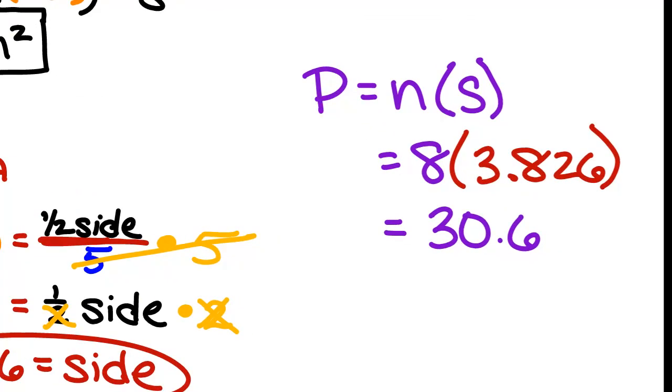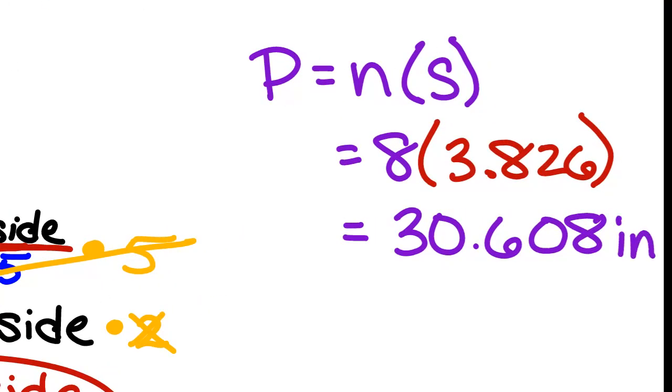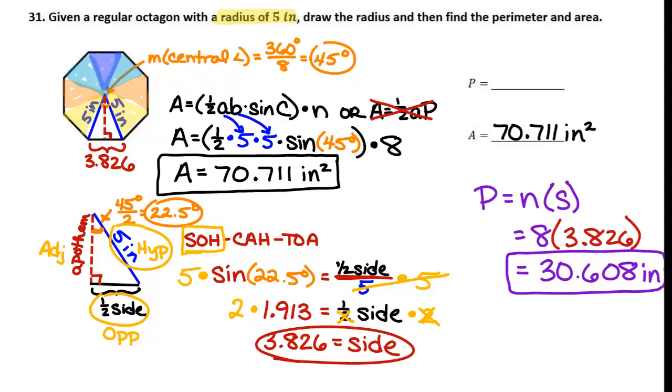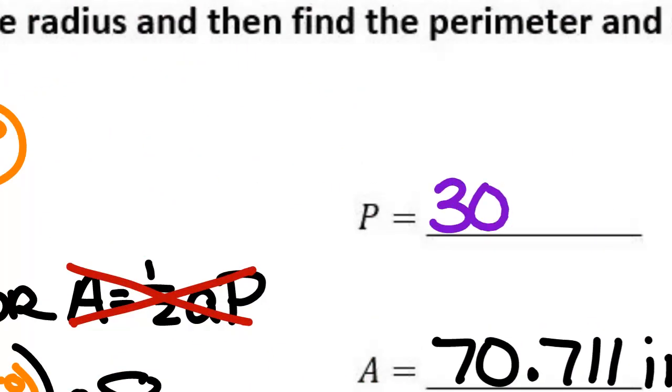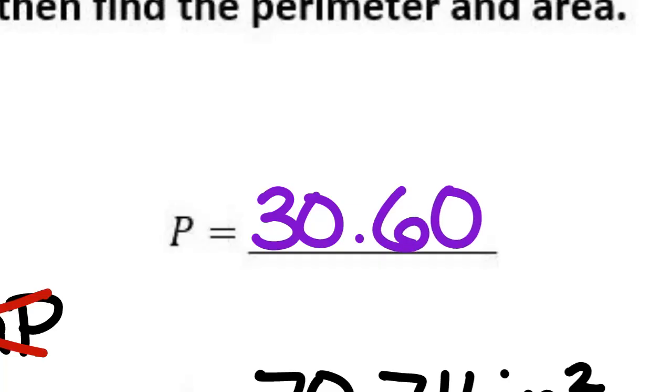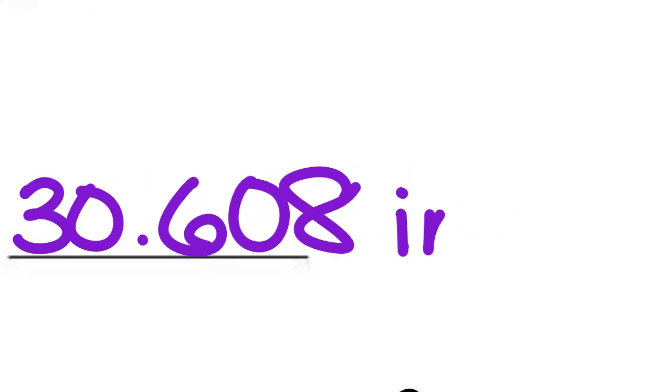I got 608. Oh. It probably just depends on how you rounded it. If you wrote 30.614 on your test, I would not count that as incorrect, especially if you showed all of your work. 30.608 inches.